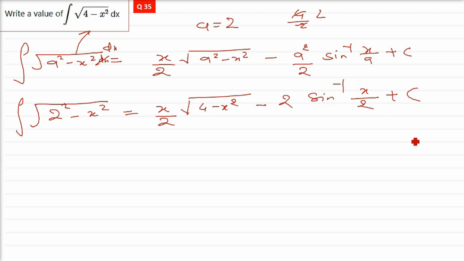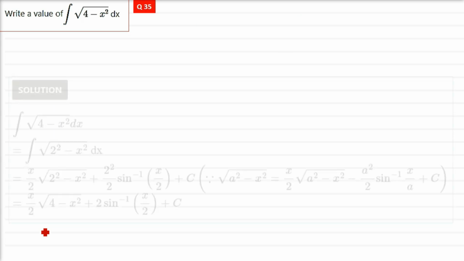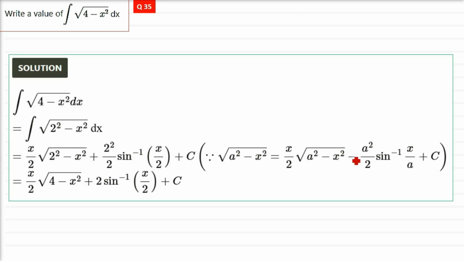Now there is a slight change. What do you think is an error here? This will be plus. So I'll just change this to plus because this is the standard result. So one mistake I committed. I'm very sorry for that. Let's make it plus. So this is how it will be done. So this is a plus. You need to remember this formula and the direct answer can come.